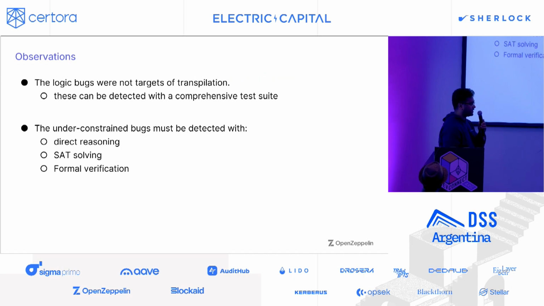Okay, so a couple of observations. Those first 2 bugs were logic bugs. And as it turns out, they have a transpiler, where they start with a RISC program, turn it into a ZisK program, and then they just transpile those operations, and they weren't using any of the buggy opcodes. So that was part of the reason why they didn't detect those. Those are the kinds of things you detect with the test suite. But the under-constrained bugs are actually harder to detect. They're a bit more subtle. You have to figure them out from either direct reasoning, SAT solving, or some sort of tooling mechanism.